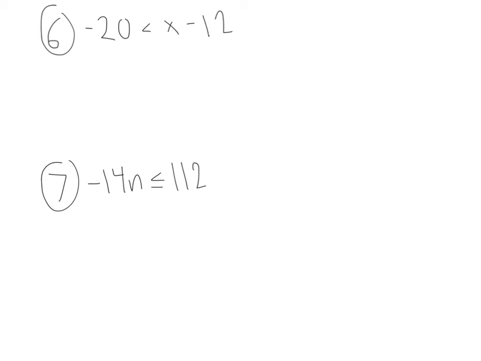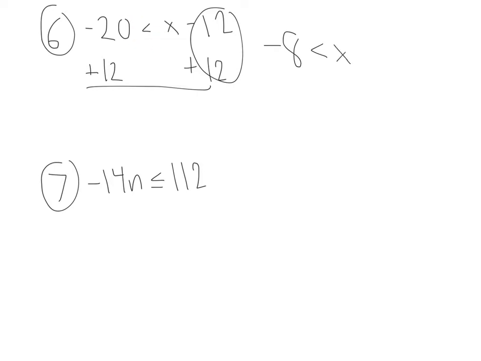So for number 6, to get x by itself, all we have to do is add 12 to both sides, like this, and that makes 0 there. So what you get, I'll write it over to the right, negative 20 and 12 add to make negative 8, and the sign is still open to the right, so you should have x left over here.